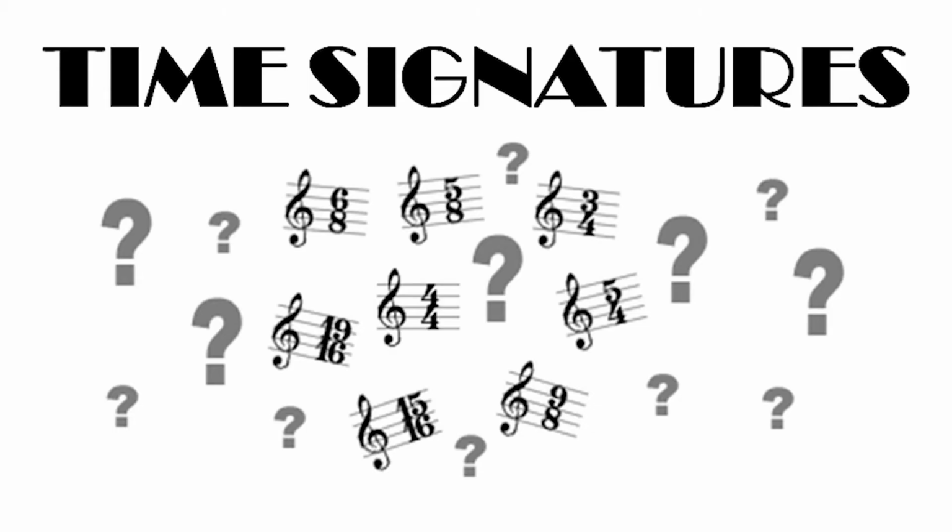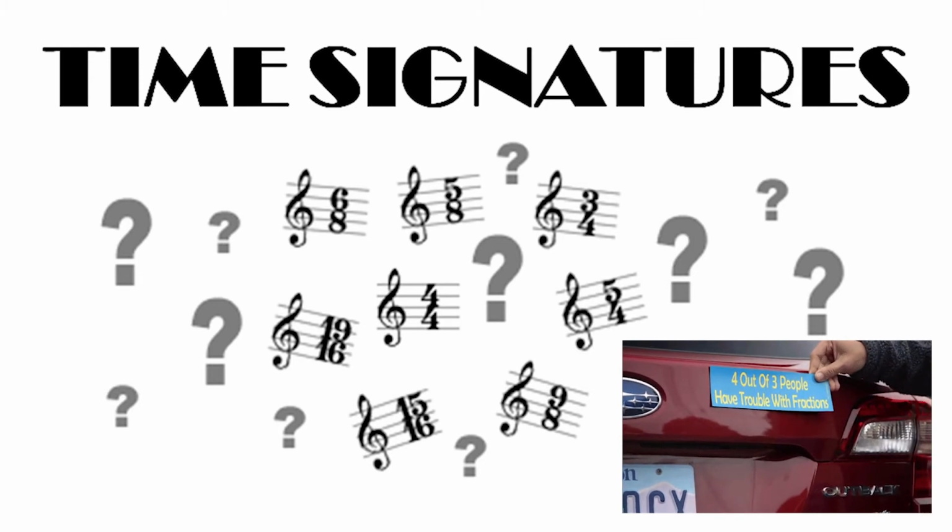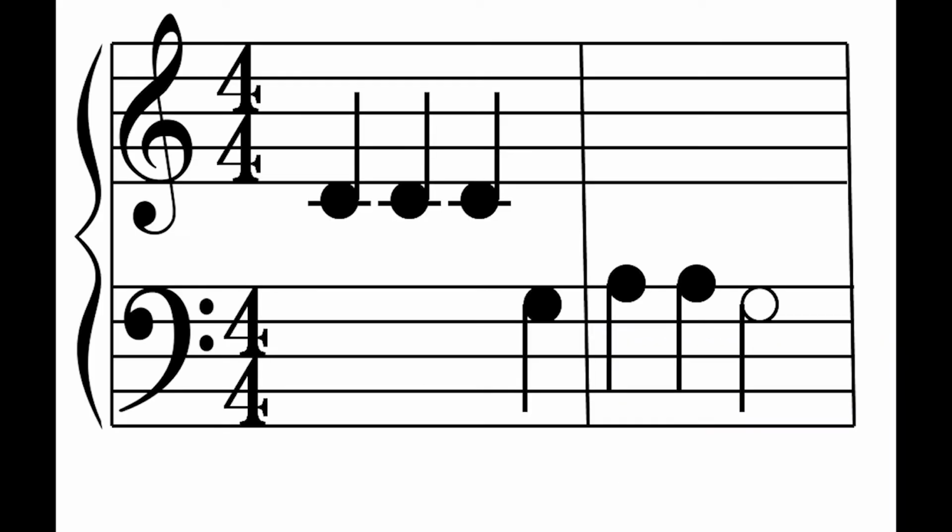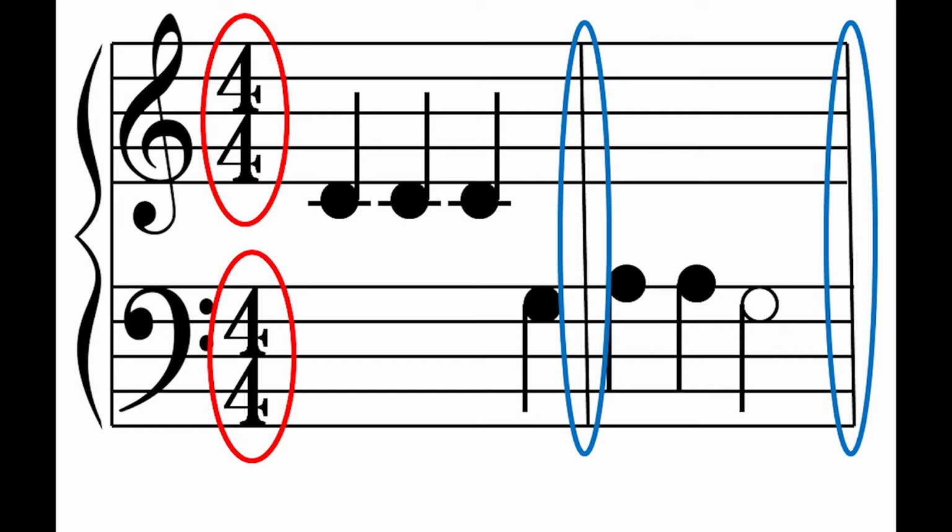Alright, let's talk about time signatures. Hope you're good with fractions. A time signature tells you how the music is to be counted. It is written at the beginning of the staff after the clef. These vertical bar lines that divide music into sections are called measures.